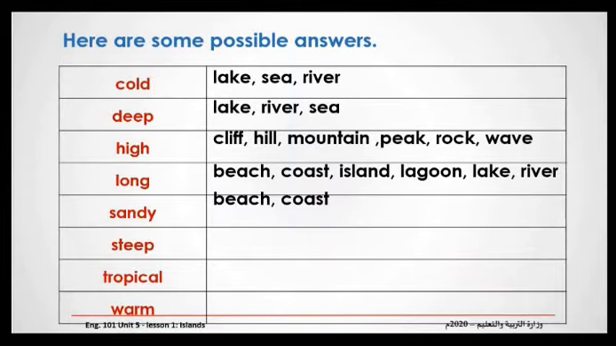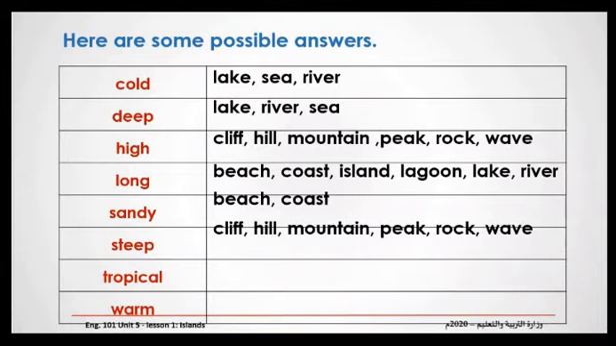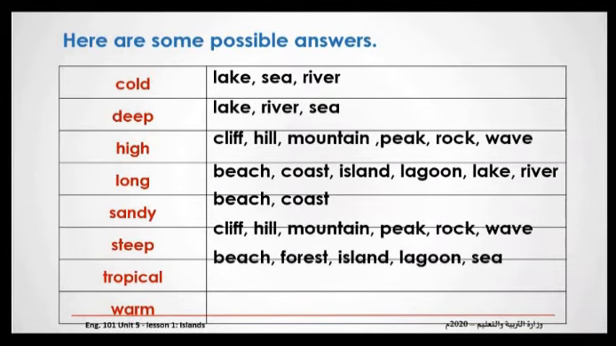Sandy beach or sandy coast. Steep cliff, hill, mountain, peak, rock, and wave. Tropical beach, forest, island, lagoon, and sea. And warm lagoon, lake, sand, and sea.